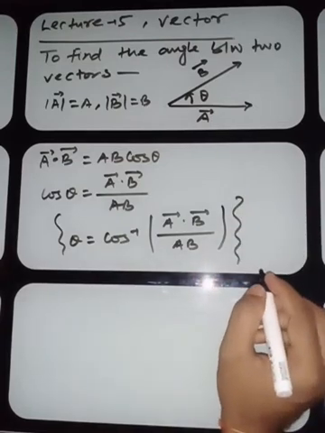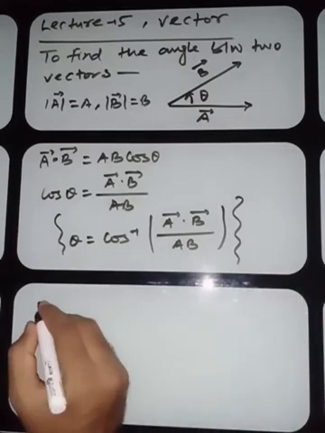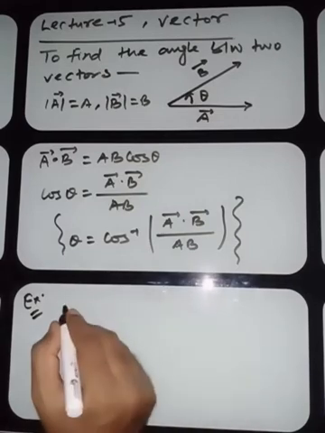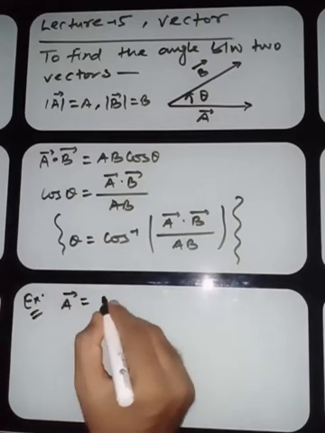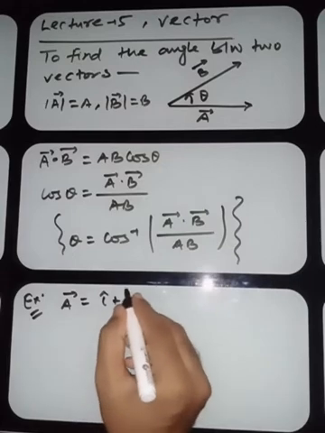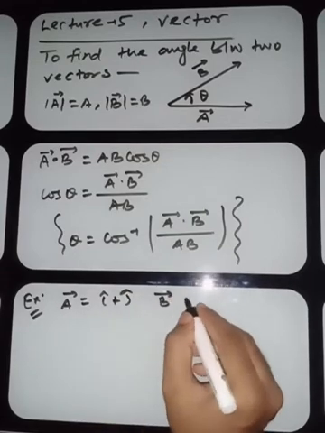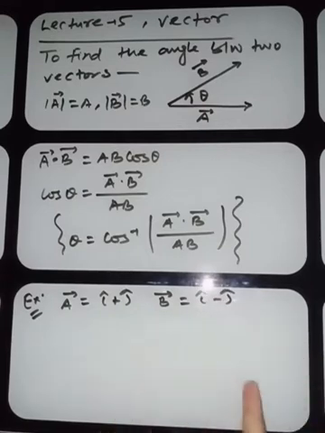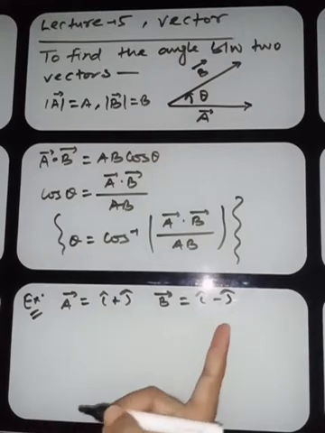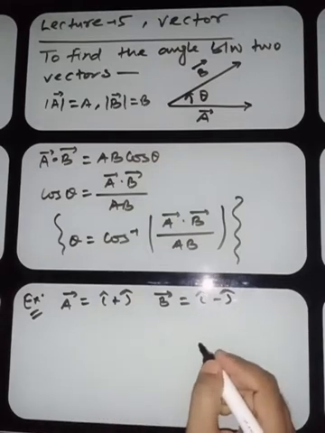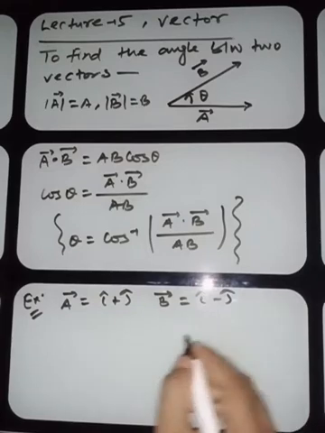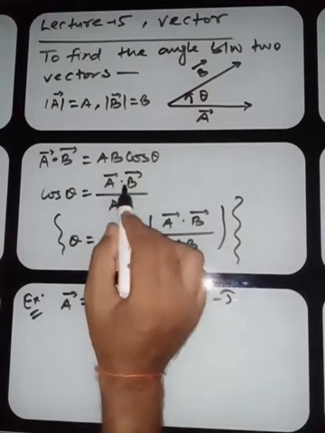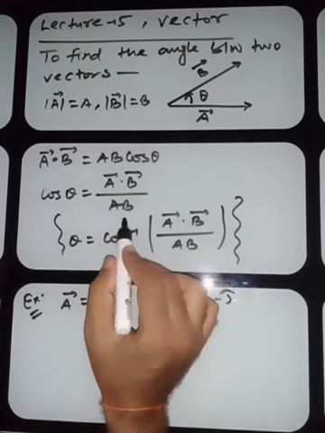Okay, my dear student, let me take a very simple example. Suppose you have been given two vectors, the vector A as i plus j, and another vector B as i minus j, and you have to find the angle between these two vectors. First we need A dot B and then the mod of A and B.